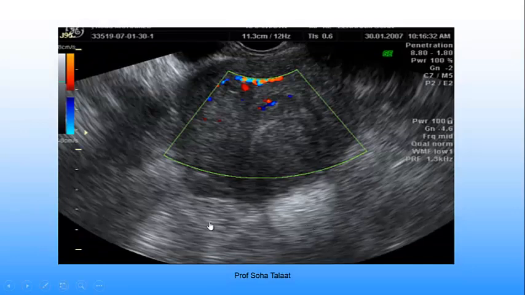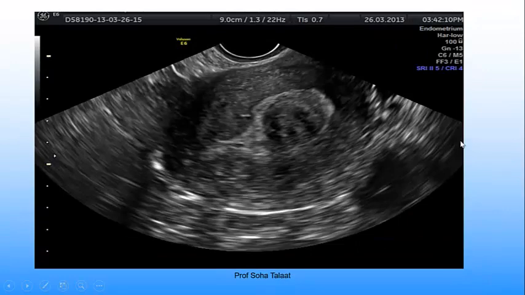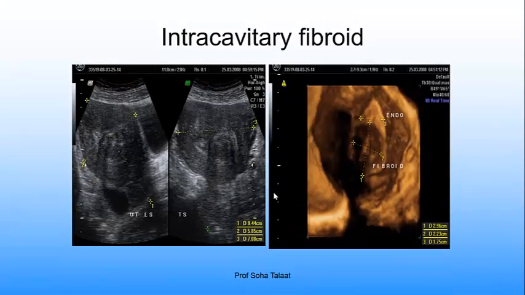This is the fibroid we've seen before. See here the vessels around the fibroid, and there is no vascular pedicle coming like the polyp lesion. This is another case. It's also isoechoic to the myometrium. There is a myometrial base, and the endometrium is seen splayed over. So this is an intracavitary fibroid or submucous fibroid.